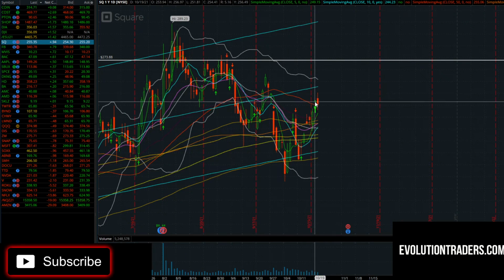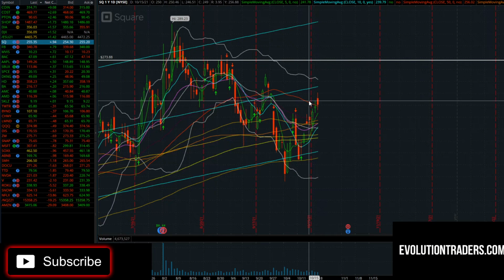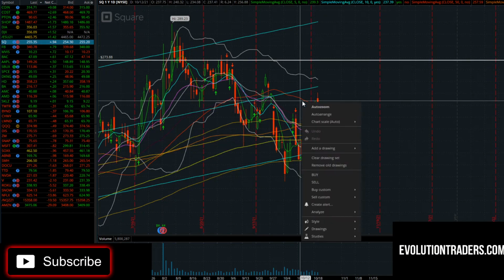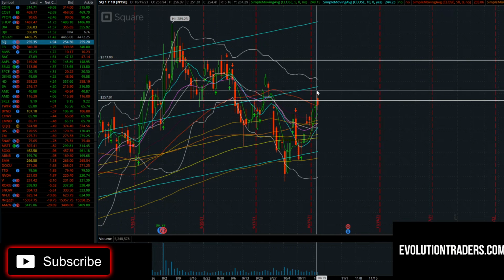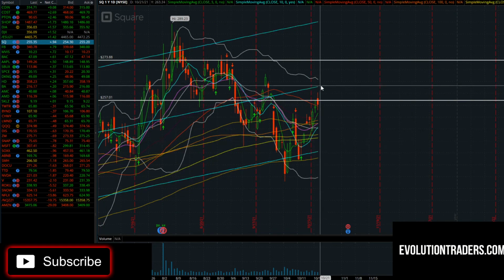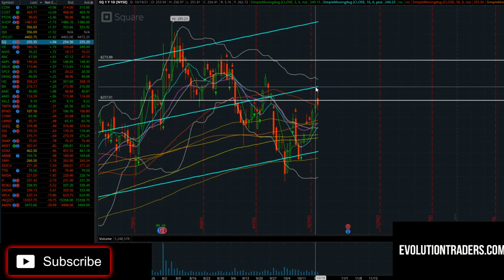257 break. Yesterday's high price on the wick, okay, this is yesterday's candle. Yesterday's high price at the wick was 257, 256.88, 257. So I'm going to draw a trend line at 257. My next supply, my next resistance, is this blue line here, which is a linear regression channel 50.